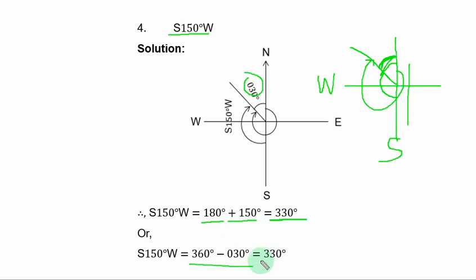You also have 330 degrees. Whichever way, you have the same result.